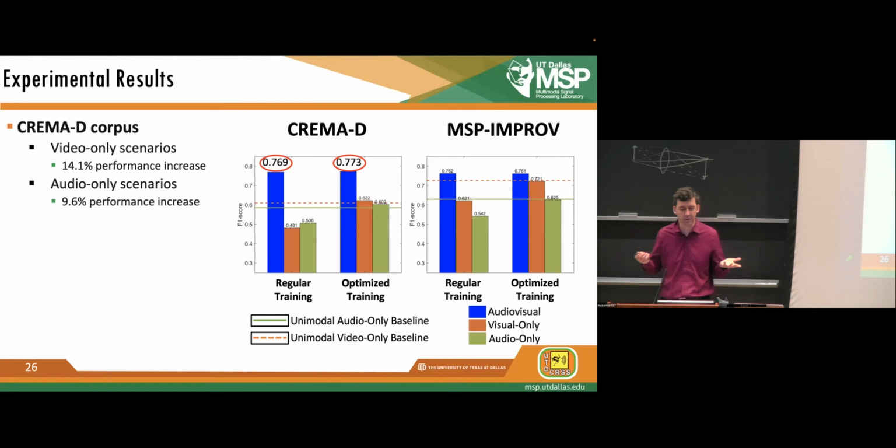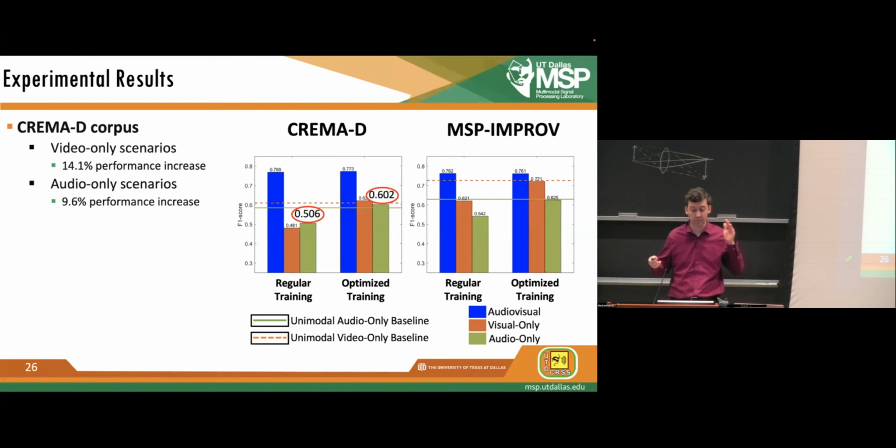The results are very similar. The other thing that we found is that when you look at the regular training, the performance of the audiovisual model tested only with audio is much lower than the baseline that only used audio. However, when you do this optimized training, we get to about 0.62 performance. Okay. And the same thing with the visual.